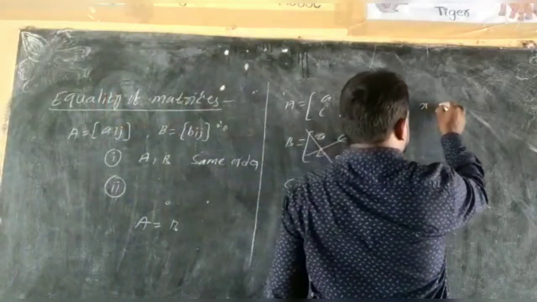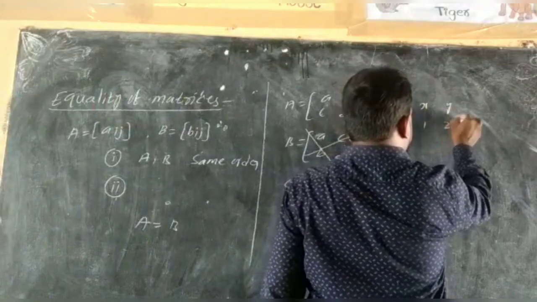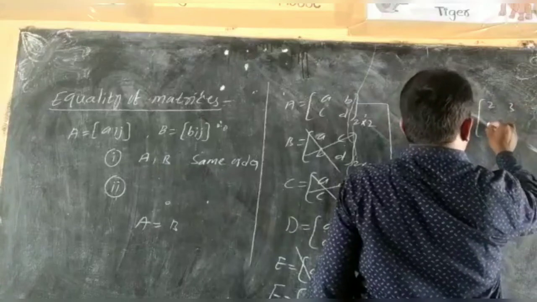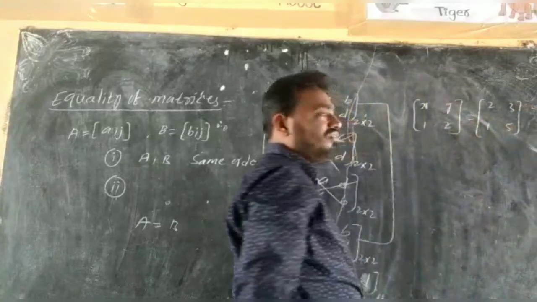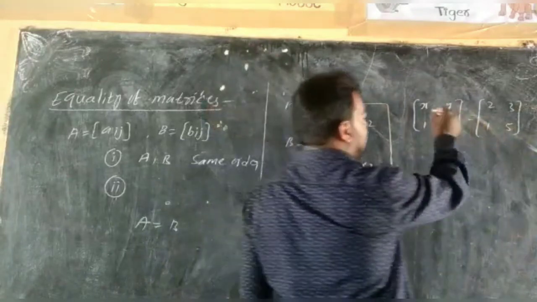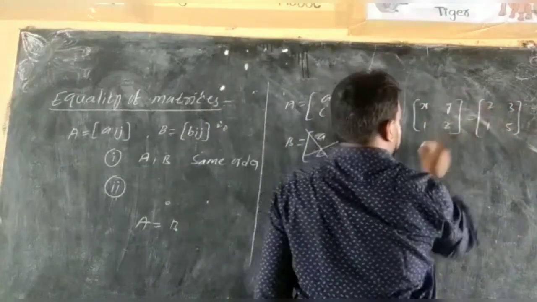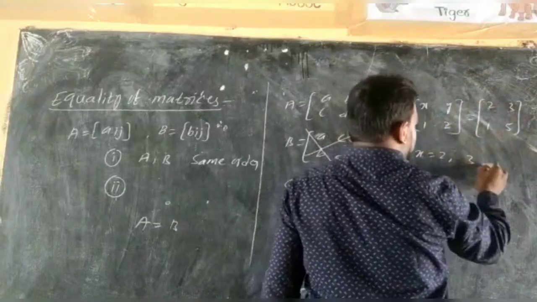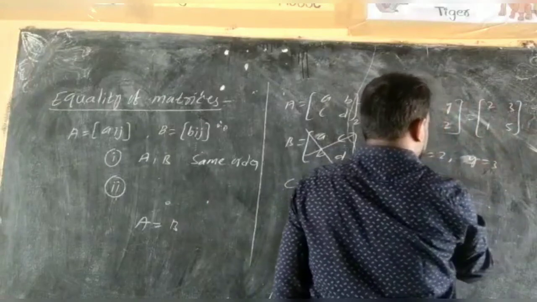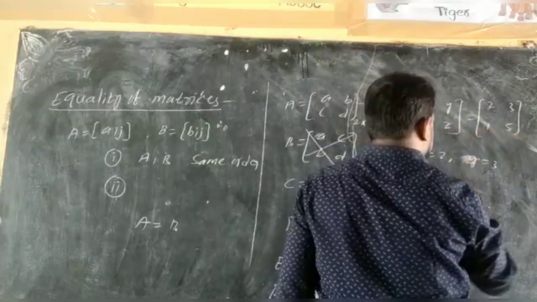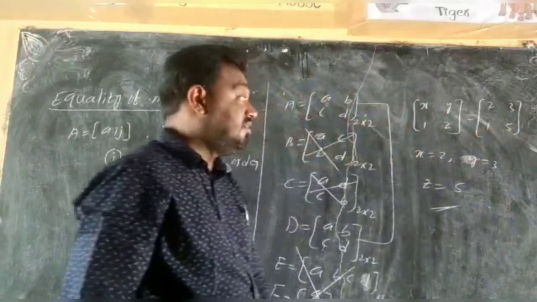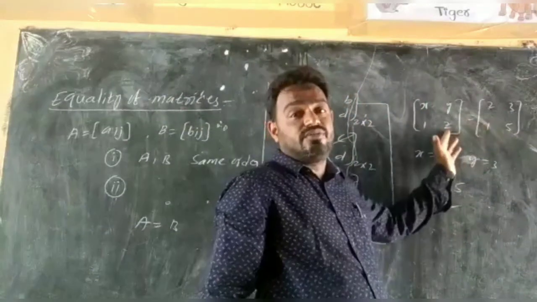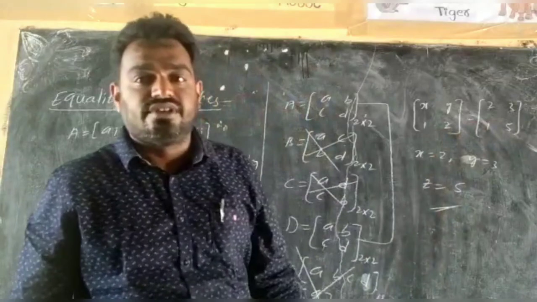You see one example. [x y; 1 z] is equal to [2 3; 1 5]. Find x, y, z. How do we find them? We compare the corresponding elements. Here x is equal to 2. Here y is equal to 3. Here 1 is the same. Z is equal to 5. This is the method of finding unknown values by the equality of matrices. Okay.